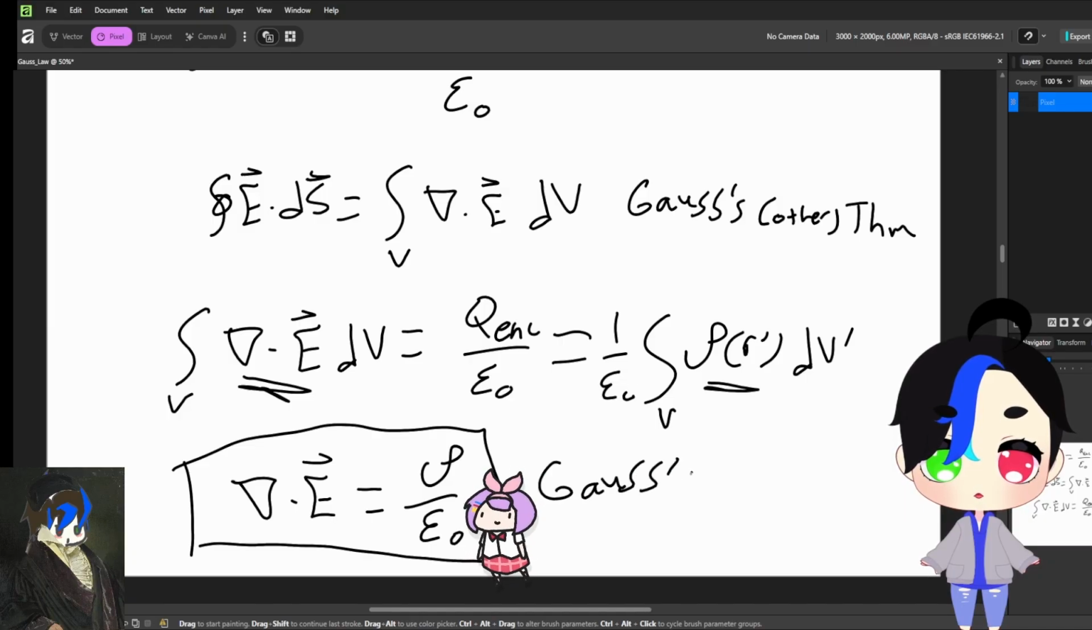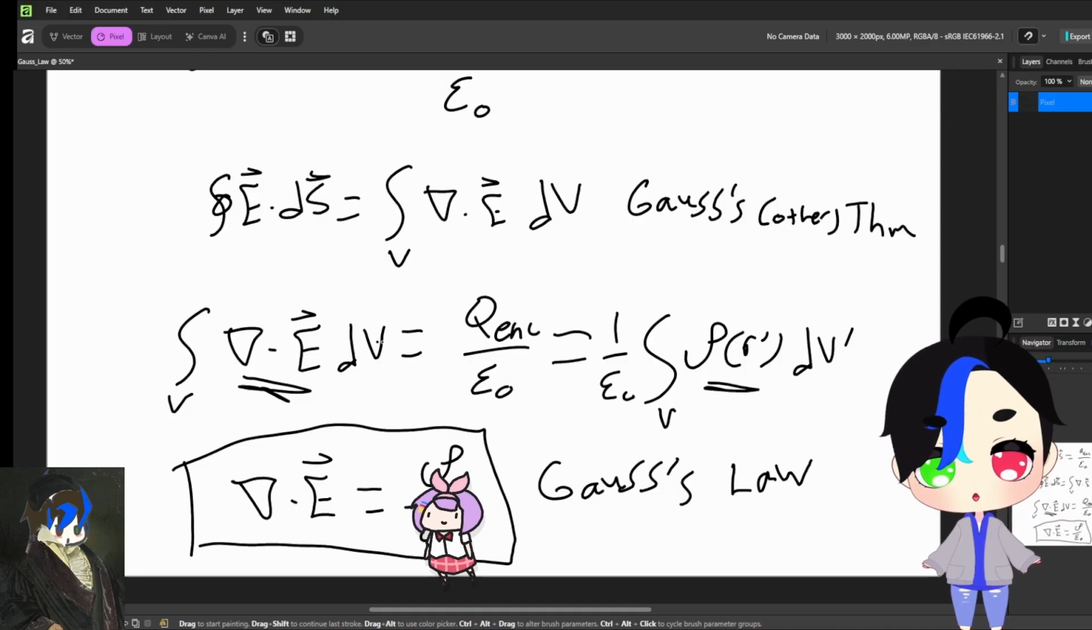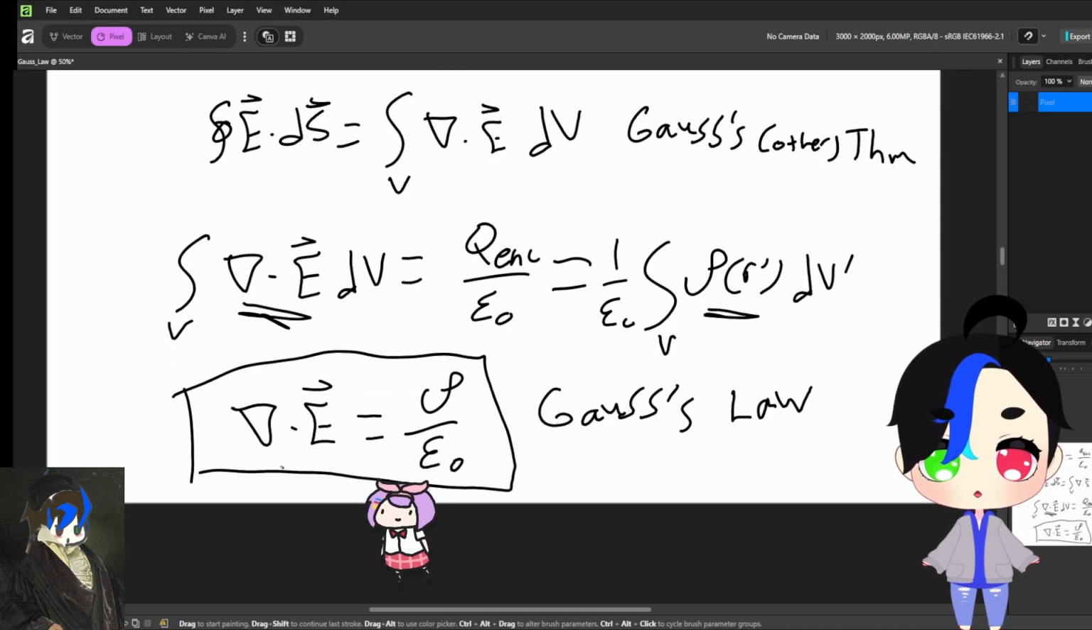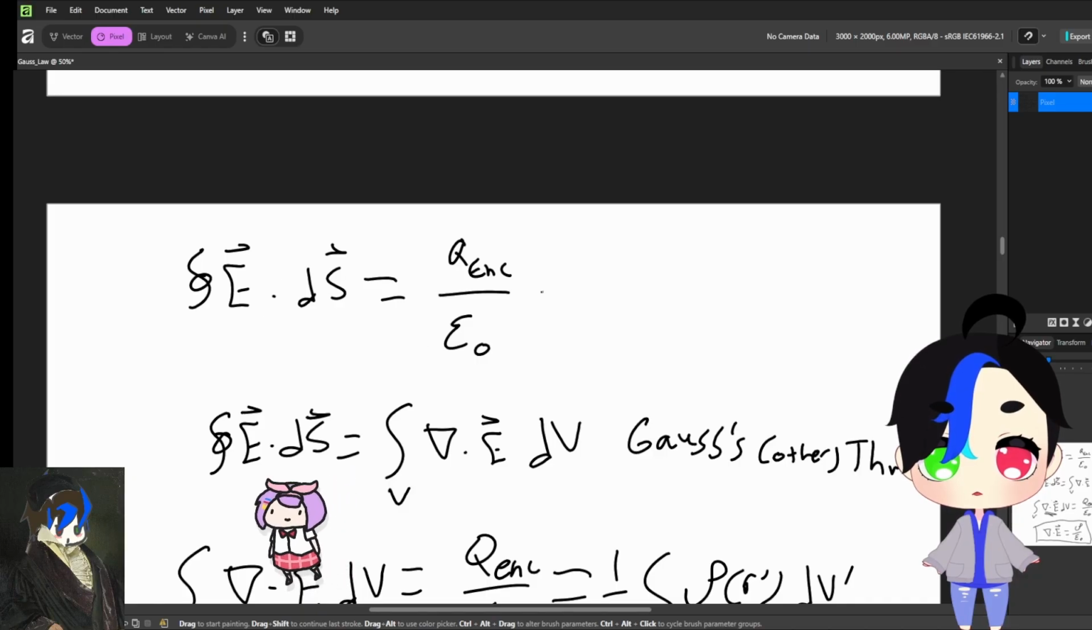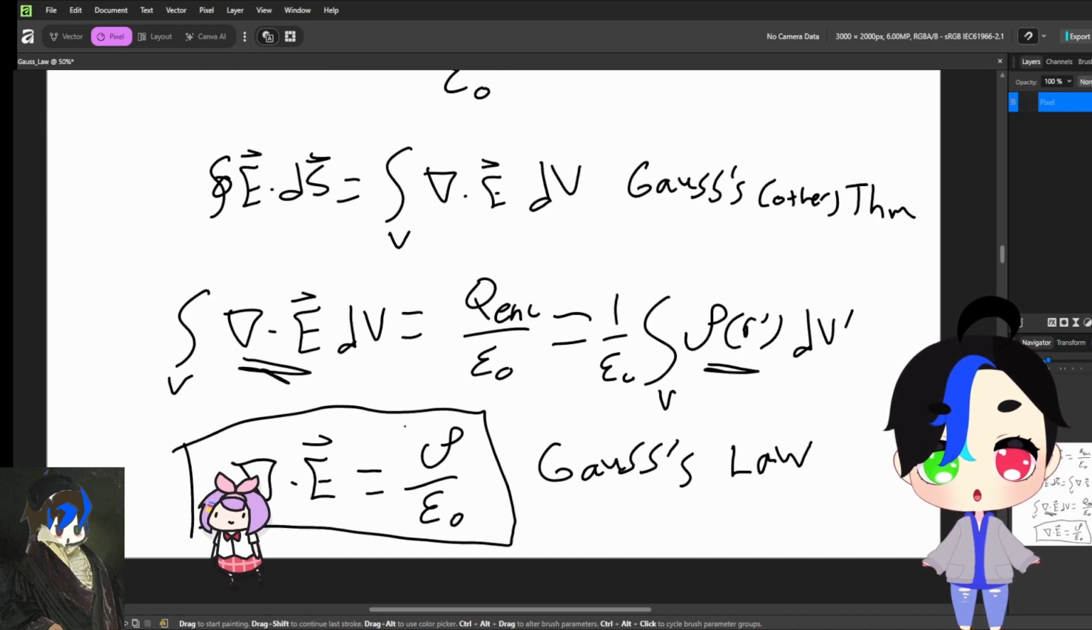This is usually the one people tend to recognize when you say Gauss's law, because it's just a bit simpler to write than an integral, I guess.